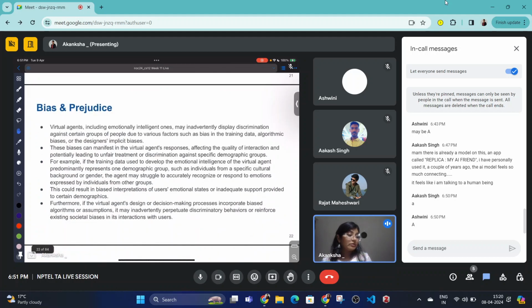So virtual agents, including emotionally intelligent ones, may display discrimination against certain groups of people due to various factors such as bias. Now, how can these biases get introduced in a model? What is bias actually? Firstly, let's discuss what is bias. Bias is when I have a preconceived notion in my mind.